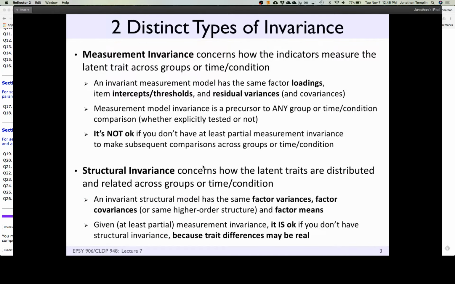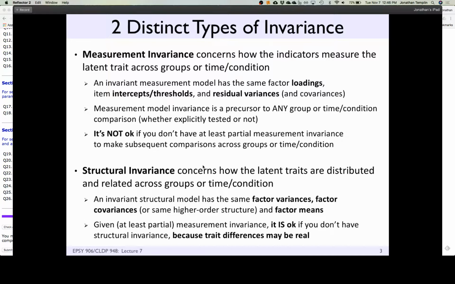So what do we have to do for this? There are two different types of invariance that we have to worry about. There's the item level, or the measurement model. Measurement invariance at the measurement model is where we talk about factor loadings, the intercepts or thresholds, residual variances, the residual covariances, and so forth.